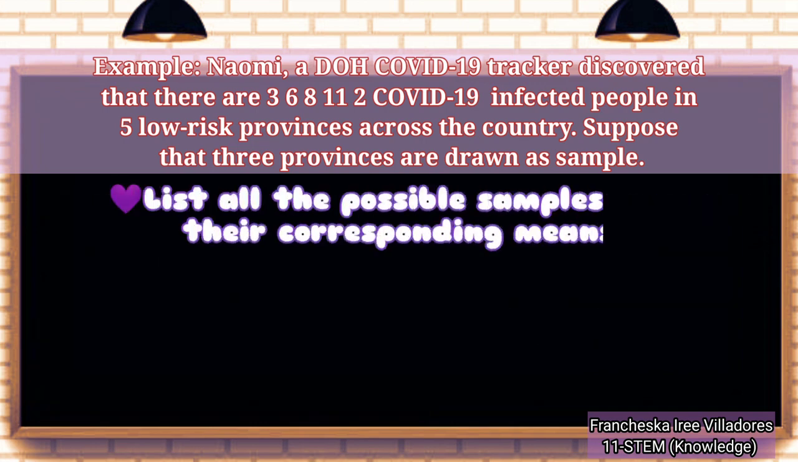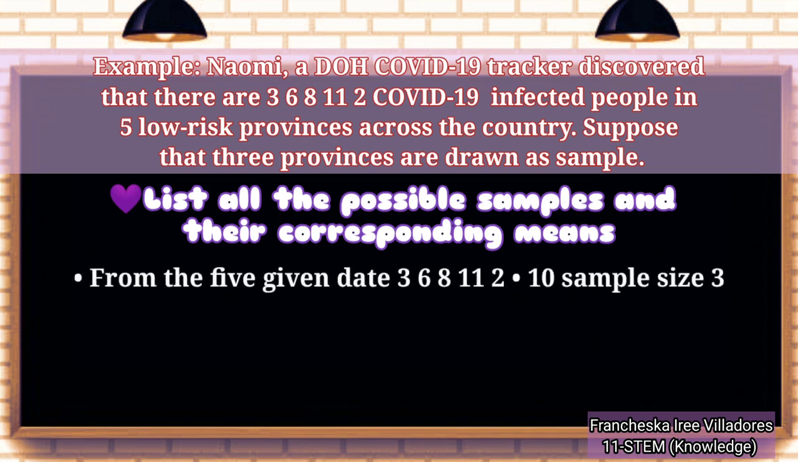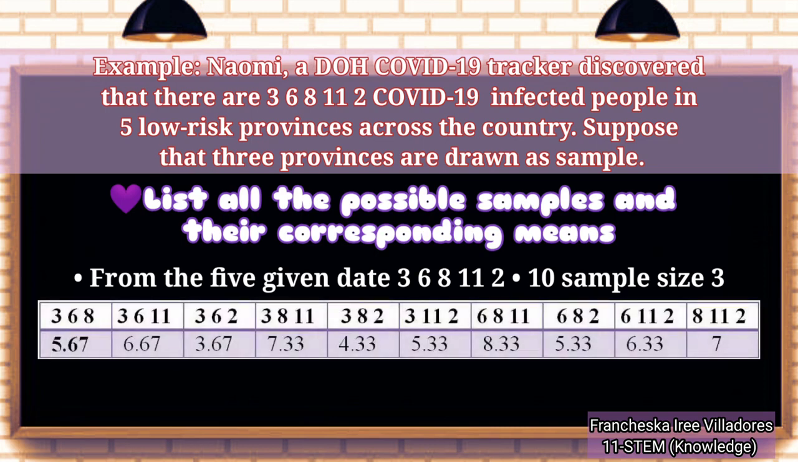List all the possible samples of their corresponding means. From the 5 given data, 3, 6, 8, 11, 2, and 10 sample size of 3, ito yung ating 10 possible samples. Nakakalito man siya tingnan pero dapat sundin natin, which is yung una is 3, 6, 8, susunod ay 3, 6, 11, susunod 3, 6, 2. Ang susunod naman ay 8. So, magpo-focus ka sa 8 which is 3, 8, 11, 3, 8, 2, and so on.